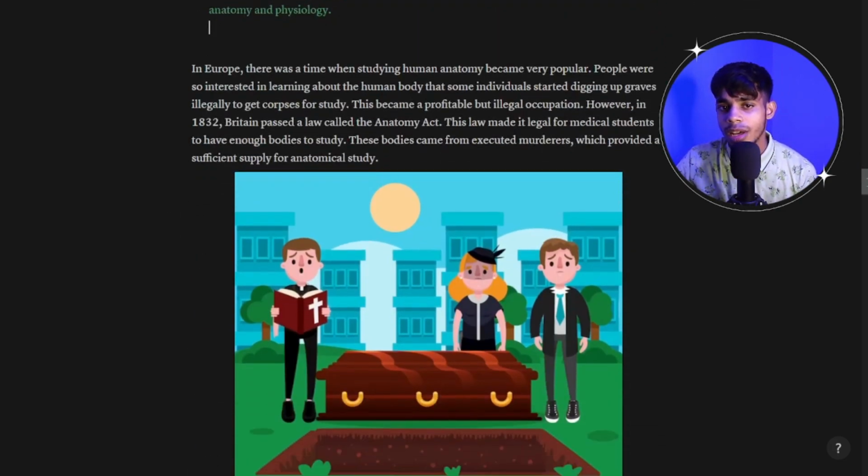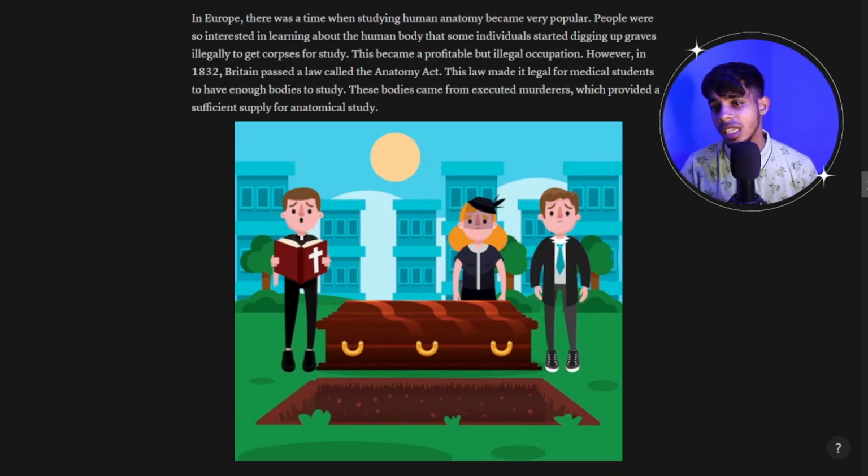Now, later on in Europe, there was a time when studying human anatomy became very popular because people were conducting a lot of events. People were interested in learning about the human body, so some individuals started digging up graves illegally to get corpses for study. Now, there were people who could not afford these kinds of events, so as soon as someone's funeral was done and they were buried, these people would go to the grave, dig the pit, take out the corpse, and dissect it to study. Now this became a profitable but illegal occupation.